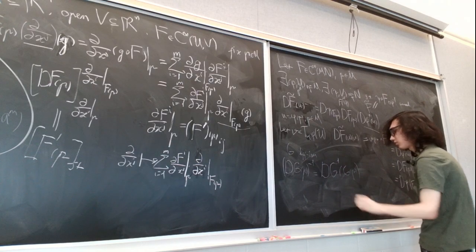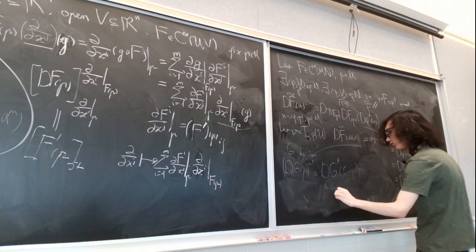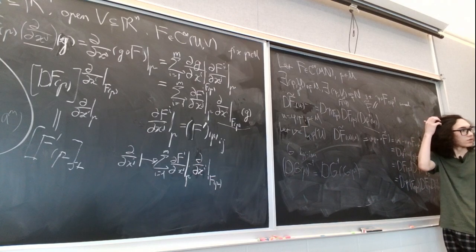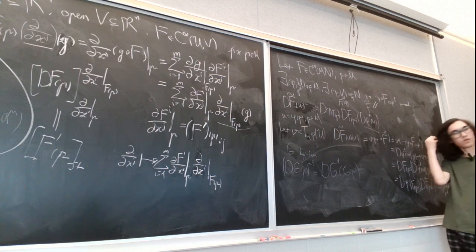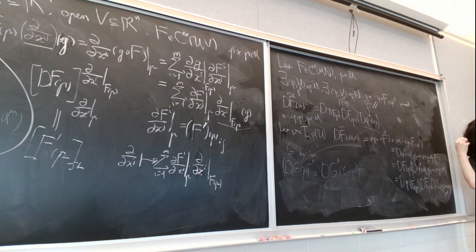The inverse of this function is going to be exactly dg inverse at g of p. And the reason why is because this is just, if you take... What is the reason why this works? Why is the inverse of the Jacobian of the inverse of the function the same as the inverse of the Jacobian?